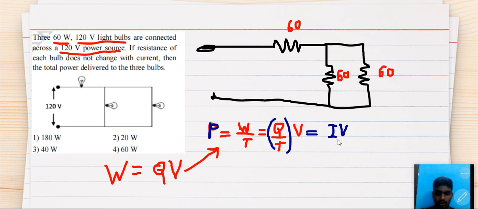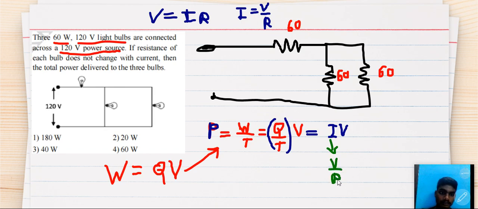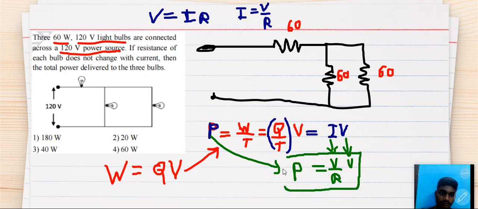Now normally we have to write it in terms of resistance. According to Ohm's law, V is equal to IR, so I can be written as V by R. So V by R into this V, the power is equal to V square by R. Power can be written as V square by R.